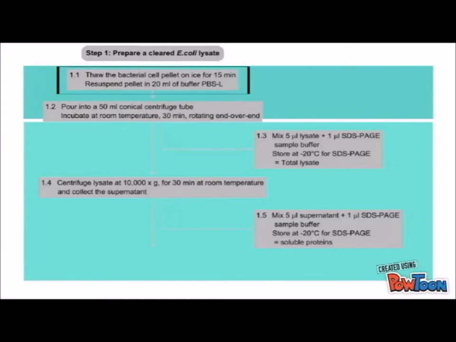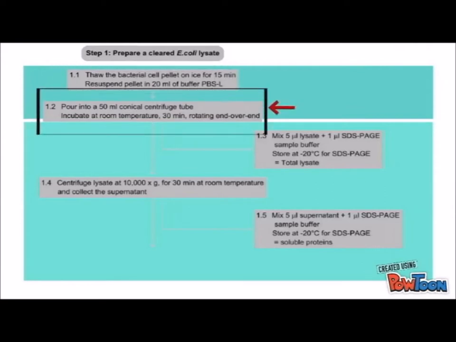and resuspend the pellet derived from the 200 ml E. coli culture in 20 ml PBSL buffer, also known as E. coli lysate buffer. We need to prepare this buffer fresh, and it must be used within 30 minutes of preparation. Then pour it into a 50 ml centrifuge tube and incubate at room temperature for 30 minutes.